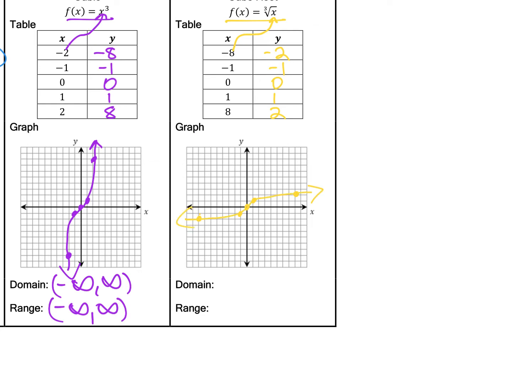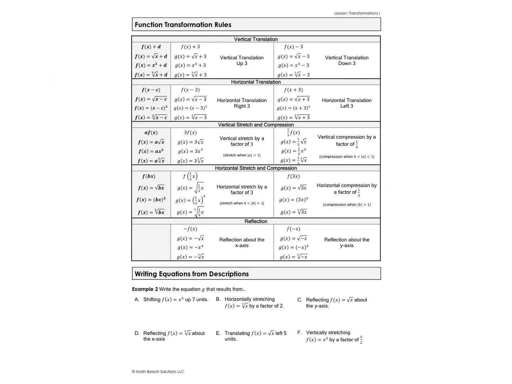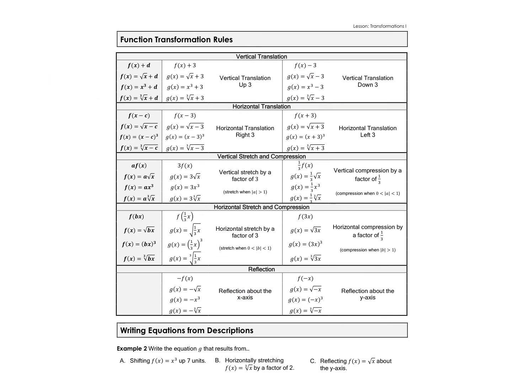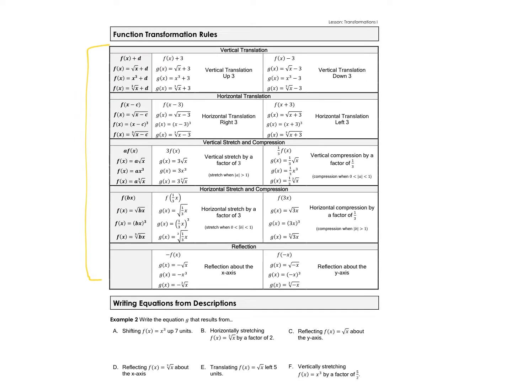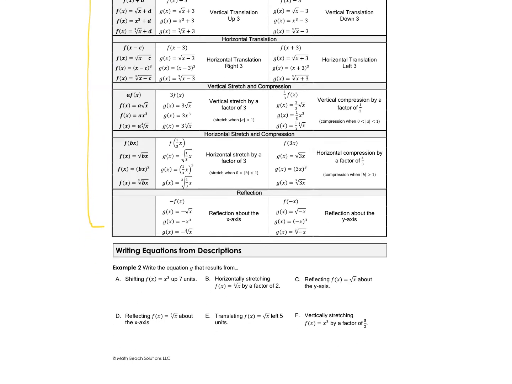So again, if both ends are going opposite directions infinitely, remember your domain and range will always be all real numbers, or negative infinity to infinity. Okay, let's take a look back. So these are a great resource for you to use to remember all of the different transformation rules that we've already talked about. So anytime you're struggling with that, just look at this chart here and that will be helpful.